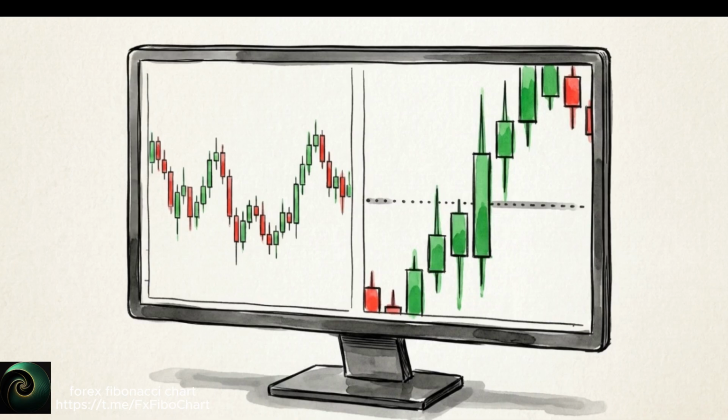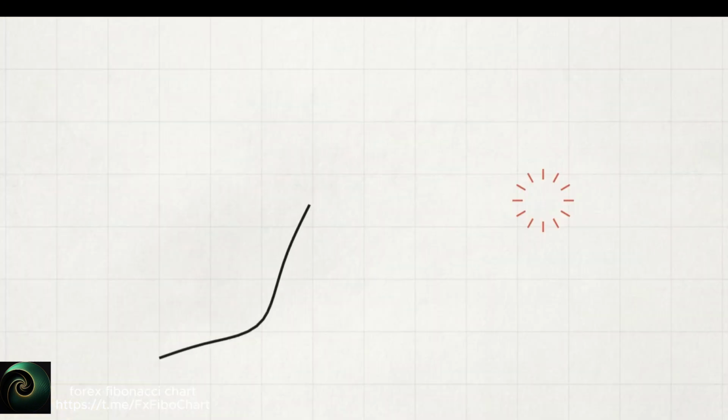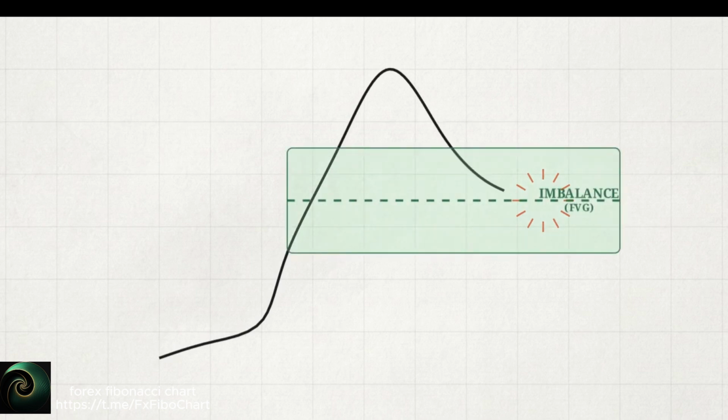The higher timeframe sweep provides the location for the trade, but the lower timeframe displacement and structural break provide the permission to enter. Step 4 is placing your entry order. Professional traders do not chase the displacement wave. They wait for price to retrace back into the imbalance left behind by that move.